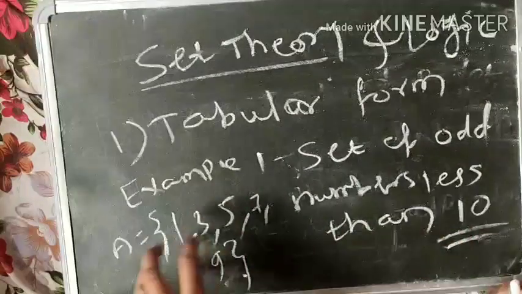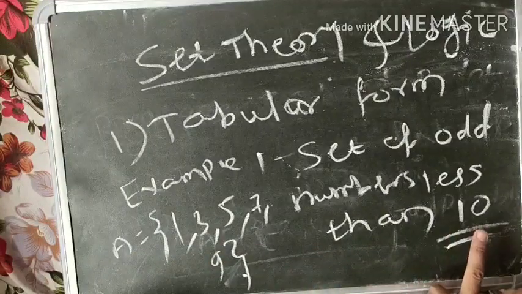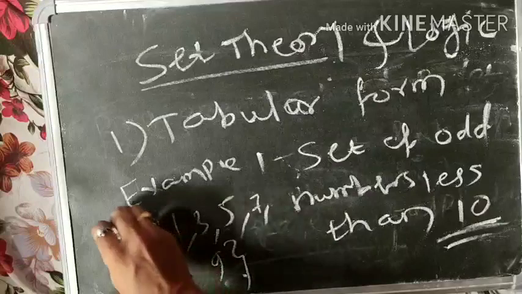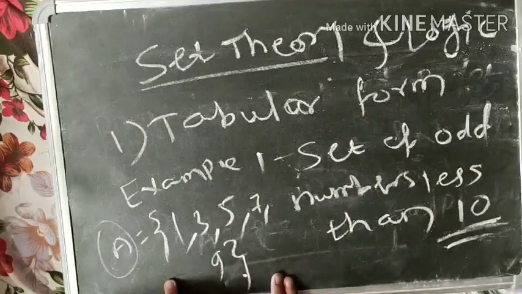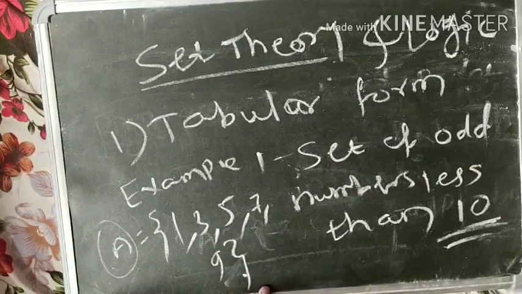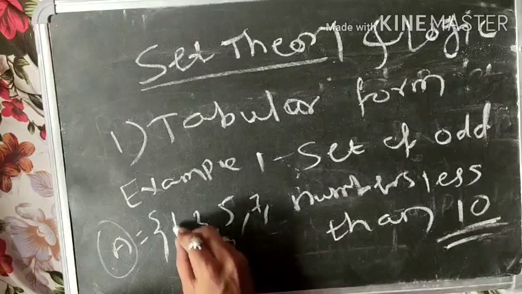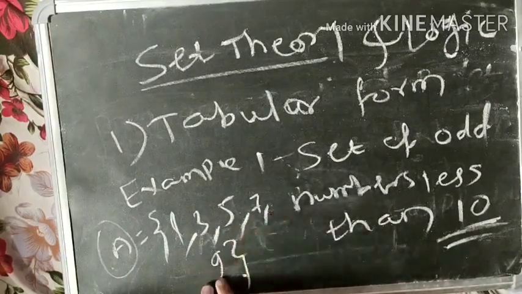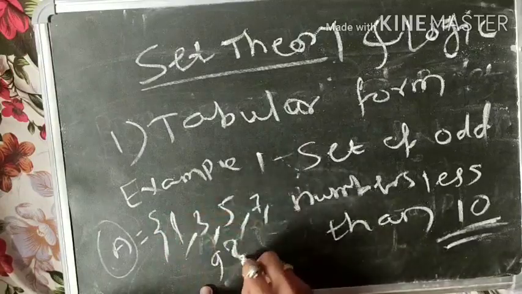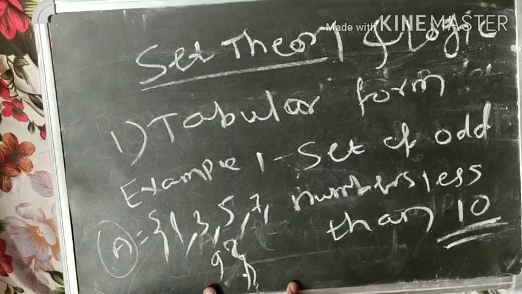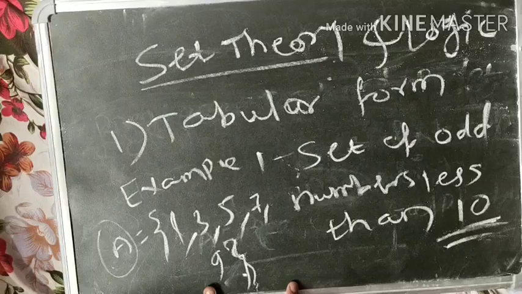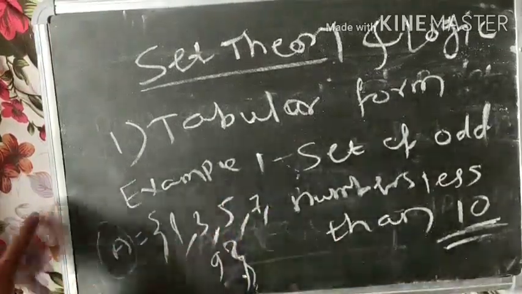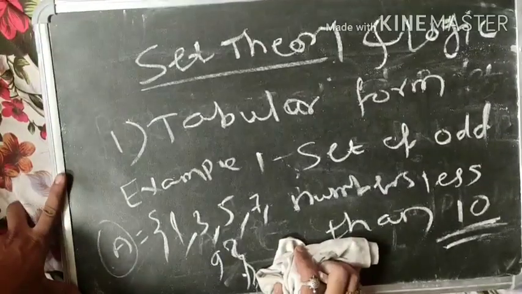So all these odd numbers satisfy the condition of being less than 10. This set A is the collection of odd numbers which are less than 10. All these elements are considered here, separated by commas and enclosed in curly braces. In this form we can represent the set in tabular form. This is the tabular form.